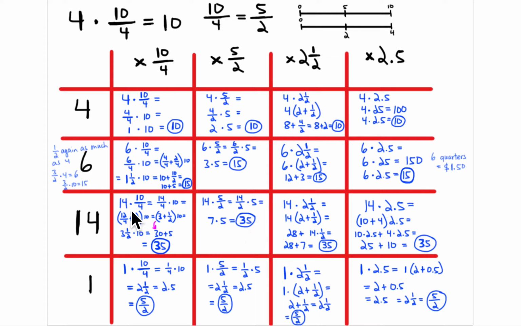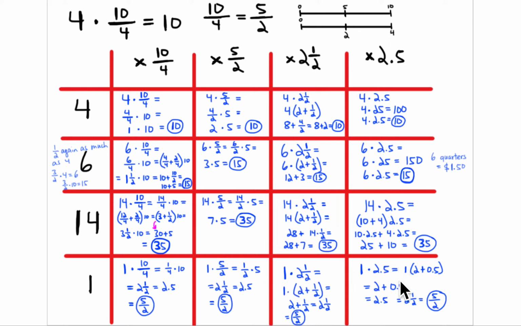On the other hand, 14 times 10/4 equals 14/4 times 10. Break up that 14/4 into 12/4 plus 2/4. 12/4 is 3. 2/4 is 1/2. And you have to multiply those by 10. 10 times that 3 is 30. And 1/2 of 10 is 5. Add them together, you get 35. It's hard to talk through. It's much easier to just work through the math and see if you can understand what's going on. So try to do that.